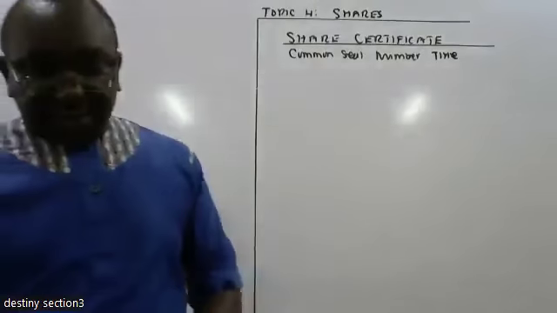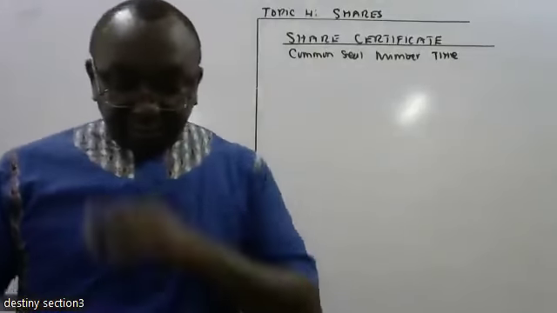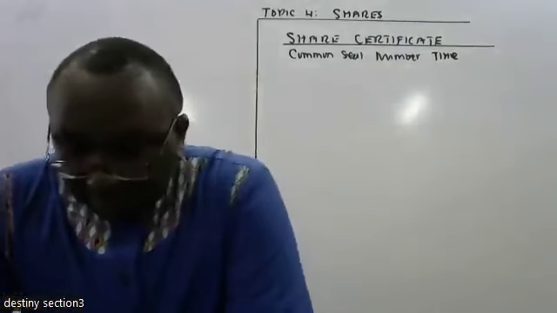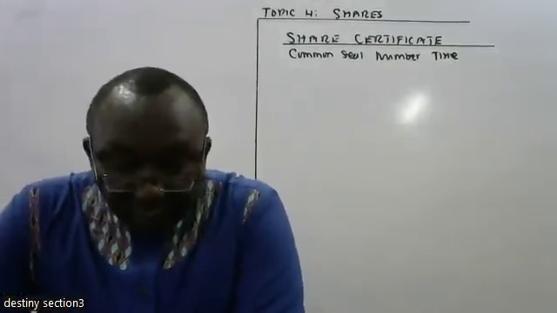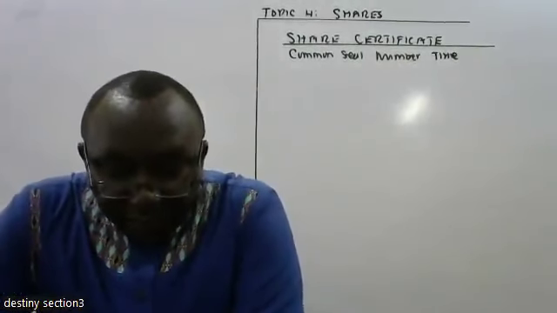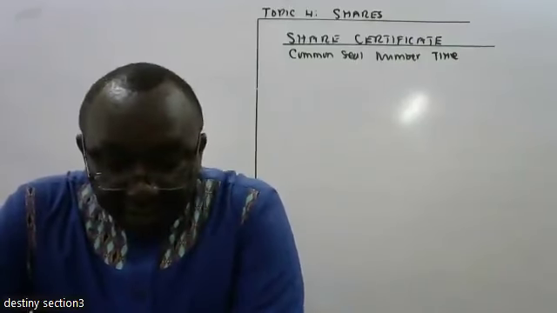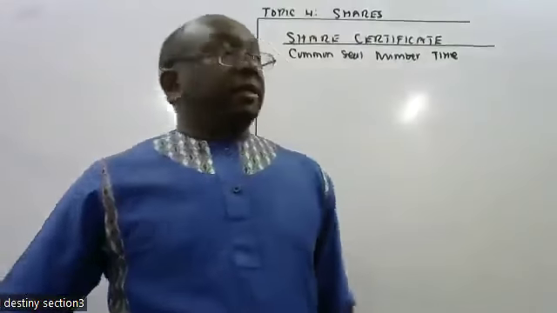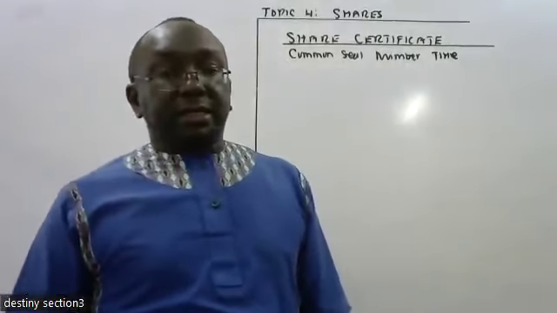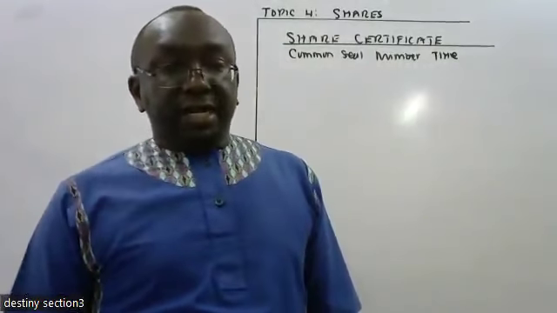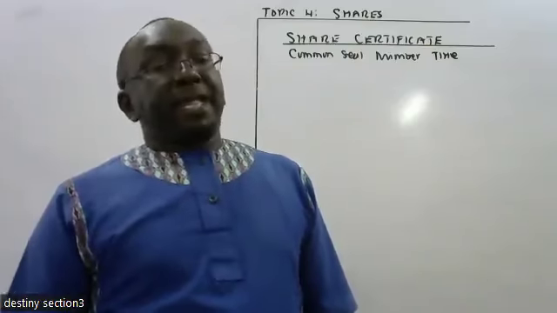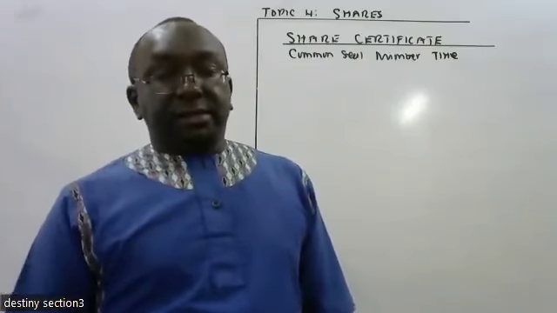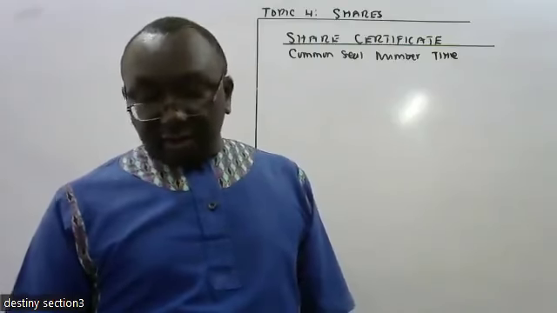Rules regarding share certificates. Number 1, must be prepared and completed, ready for delivery within 2 months of allotment.